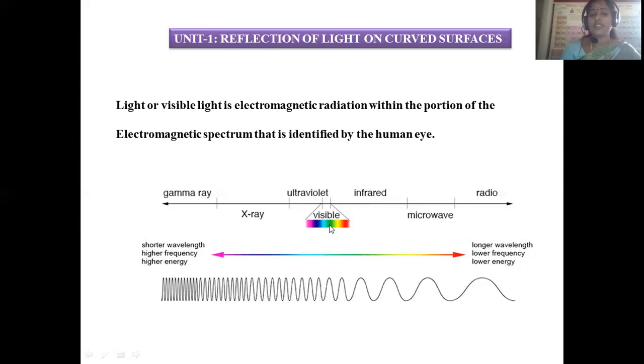And next is visible radiation. Whatever light we are able to see and whatever things we recognize in our surroundings, that is purely because of this visible light. The human eye is able to capture light in this region only, and this visible light is fragmented into 7 segments called VIBGYOR. All these 7 colors are purely based on their wavelength or energy, and this will be the correct order of this VIBGYOR. And next is infrared radiation.